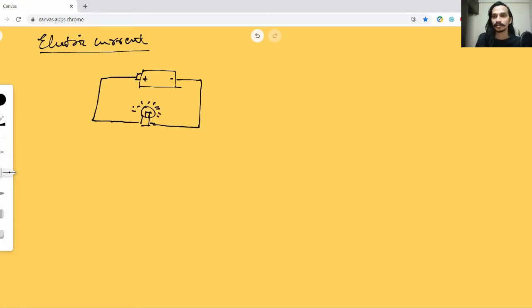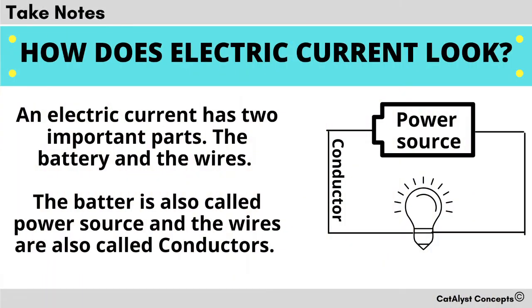So we know that there are two essential things that are needed for this electricity to make something work, something like a bulb. One is this battery, which is nothing but our source of power. And the second thing are these wires that we are using, right? We call them conductors. We need a power source and we need conductors to work.